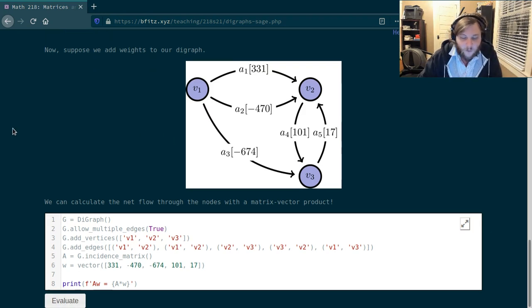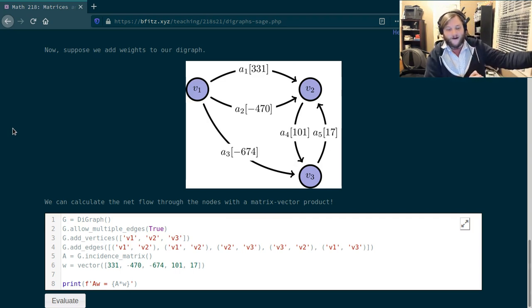Now, remember, the big takeaway from this lecture on digraphs is you can organize the data of the directed graph in the incidence matrix, and then separately you can organize the data of the weights in what's called a weight vector. You can take a vector and just input all of the weights into that vector. And when you multiply the incidence matrix by the weight vector, you produce a new vector, and that new vector gives you the net flow through each node.